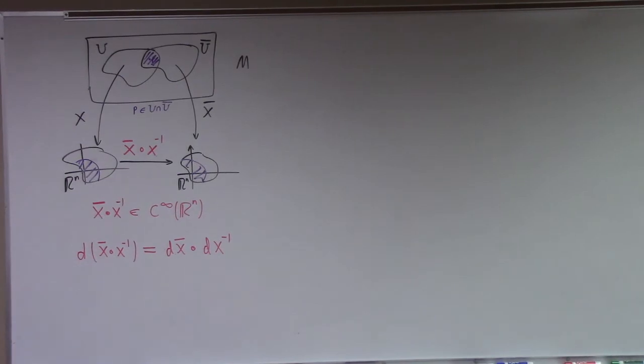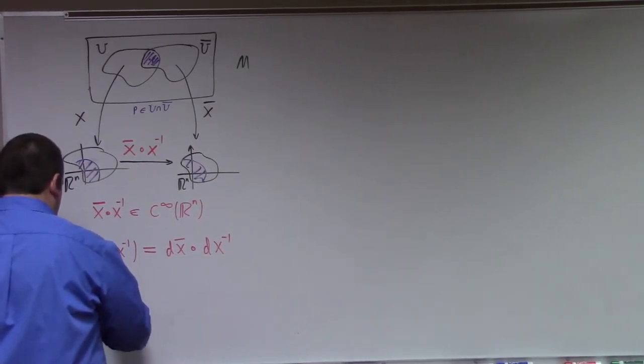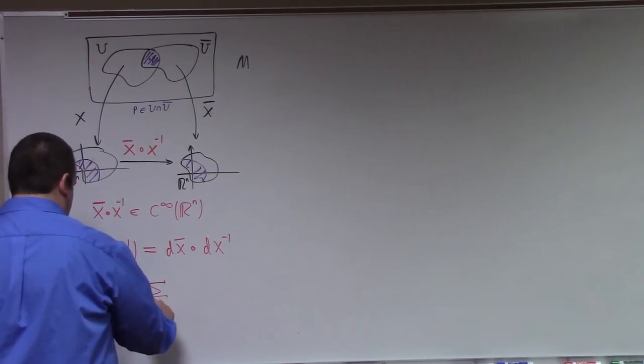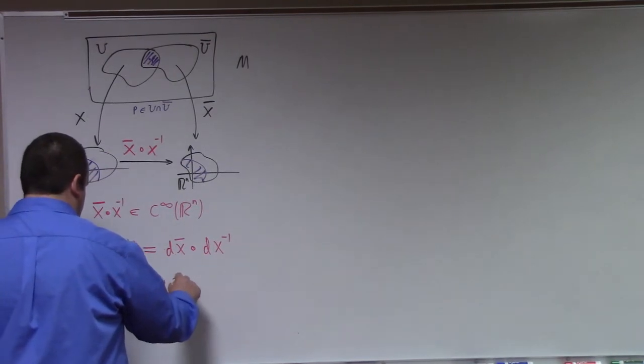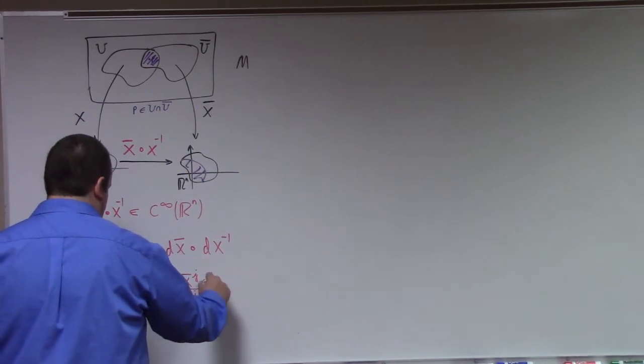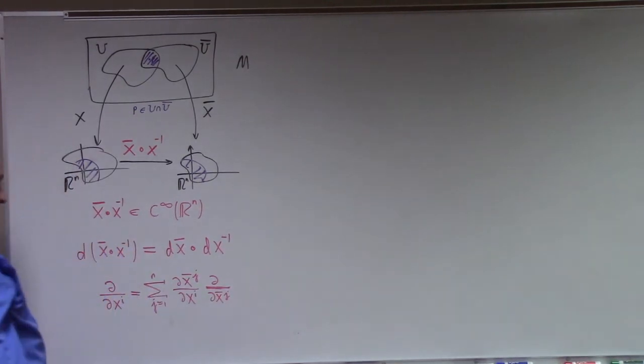Or, if you like, you could say something like this. If I take the coordinate derivation partial x upper i, I can rewrite that as a sum, j equals 1 to n, of partial x bar j over partial x lower i, times partial x bar j. That's actually the coordinate version of what I wrote right above it.